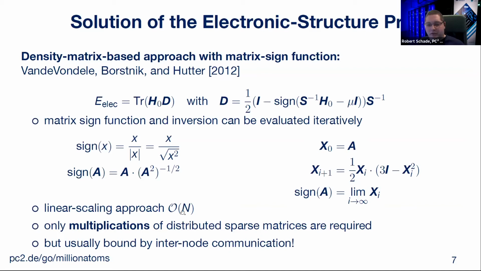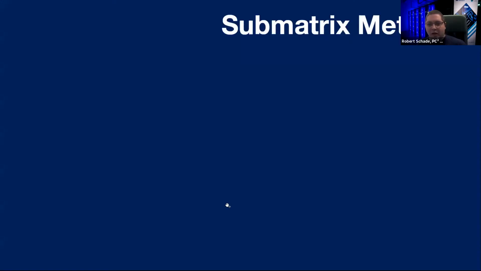This all in all gives us a linear scaling approach with the number of atoms, and as mentioned, we only need multiplications of distributed sparse matrices. However, multiplications of distributed sparse matrices are usually bound by internode communication, because you have to distribute all the blocks, and then in the multiplications you have to do certain operations that look like all-to-all operations. This is where our new method comes in, the method that we call the submatrix method.